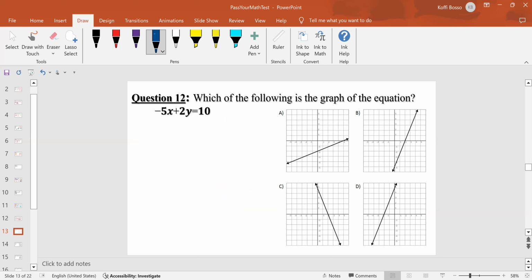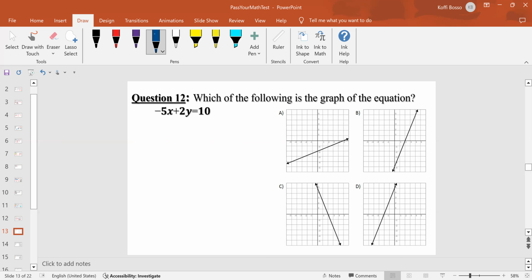Let's continue. Question 12. We have again lines. They say which of the following is the graph of the equation negative 5x plus 2y equals 10. Again, you have another challenge question. Pause the video and see if you can get the answer before you see what I did.